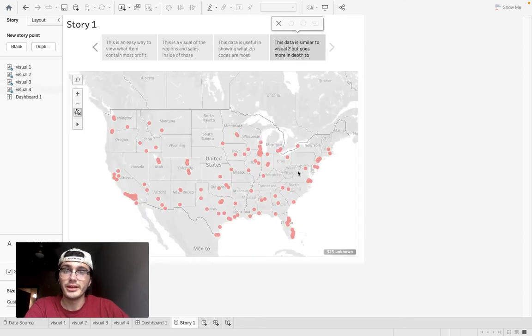And then our last one, this data is similar to Visual 2, but it goes more in depth to show what particular state, and city in those states, have the best chance of selling or actually are selling the most, which is, again, important, just knowing where you are selling your product, because that's the name of the game, you know?